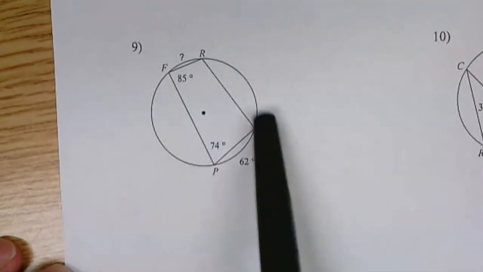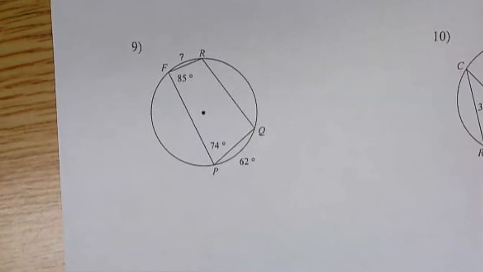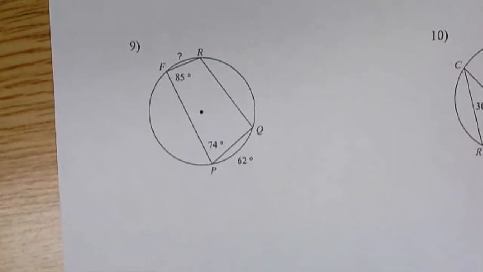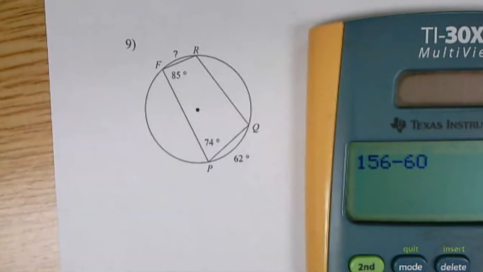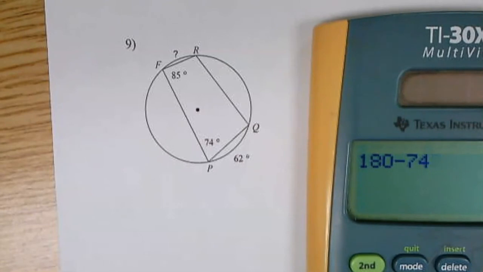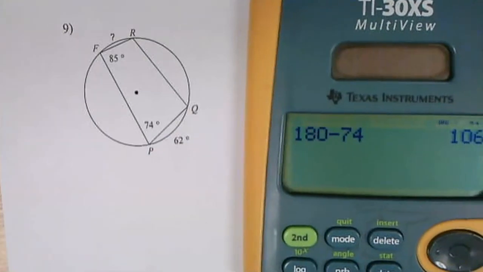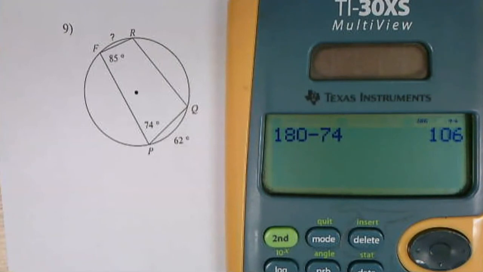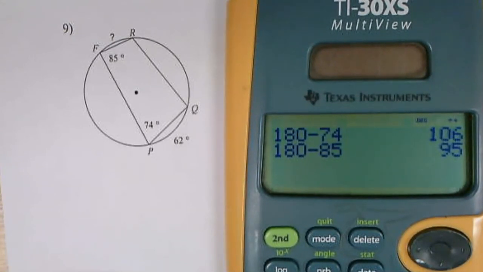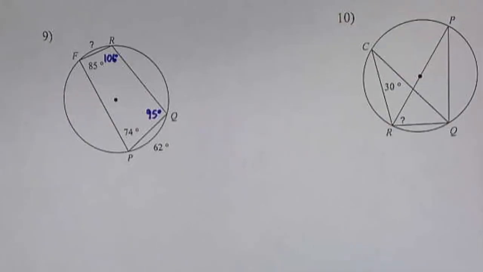Now we have a quadrilateral in a circle, so that means that our opposite angles have to be supplementary. So I can say angle R is 180 minus 74, because R and P are opposite angles. So that's 106. And I could do the same thing with Q and S, because Q and S are opposite angles. So 180 minus 85 gives me 95. So angle R is 106 and angle Q is 95. Probably should have used a thinner pen there.